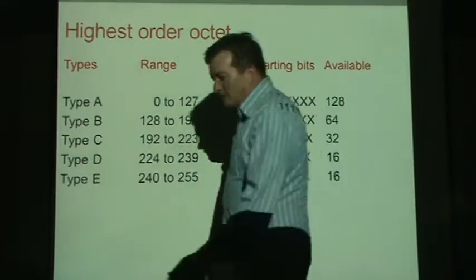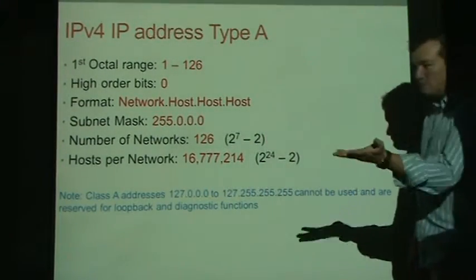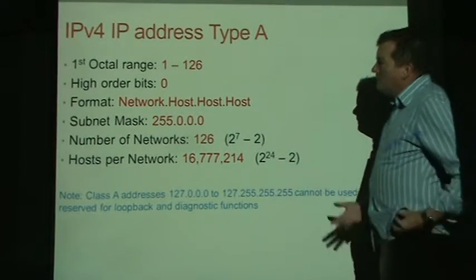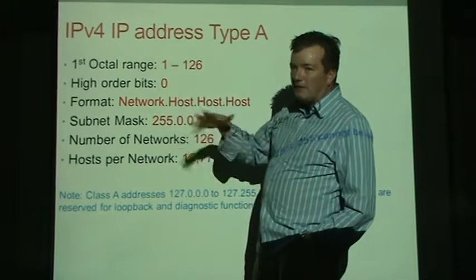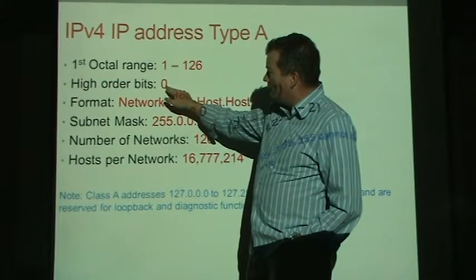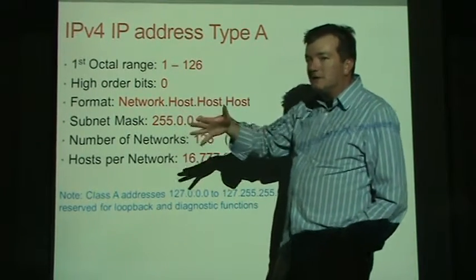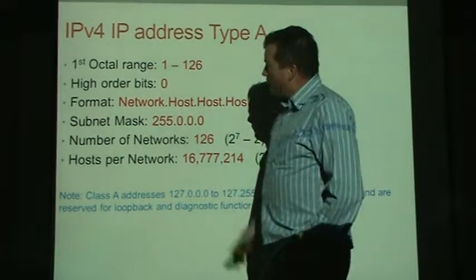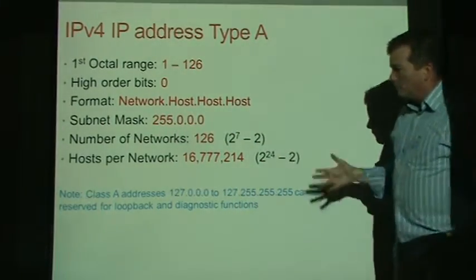And they use a convention that they generally don't use the all zeros and the all ones. That's kind of reserved for use within your network. So really, you might think it goes from 0 to 127, but they're actually using numbers 1 to 126. So if the high order bit is 0, the values are between 1 and 126. So there's only 126 type A networks in the world. And the format is the first 8 bits represents the network, and then the next 24 bits is the host.